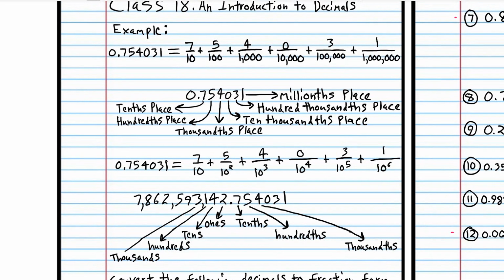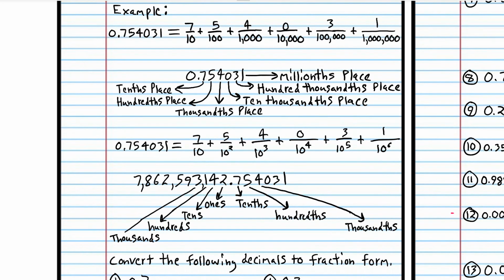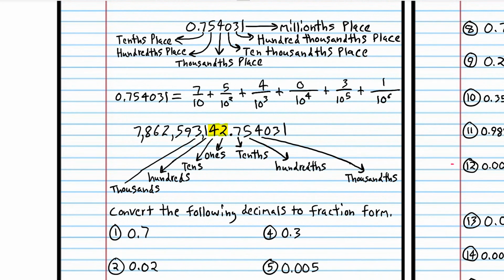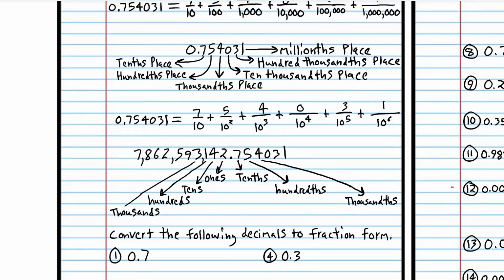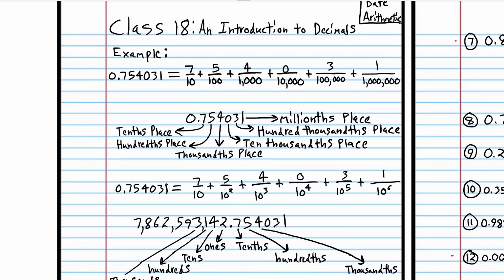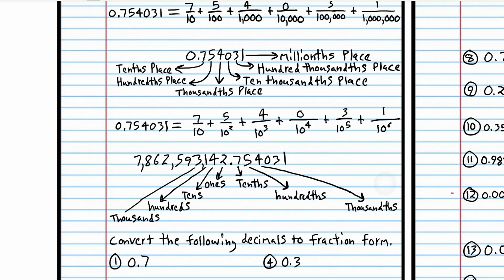So anyway, at this point, you're going to have to learn these place values. And you just keep multiplying by 10 each time you go one place value to the right, just like we multiply by 10 when you go one place value to the left. All right, so I think that's it for the introduction for decimals. Now let's do some practice problems.